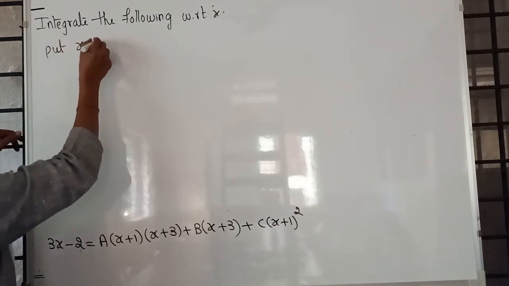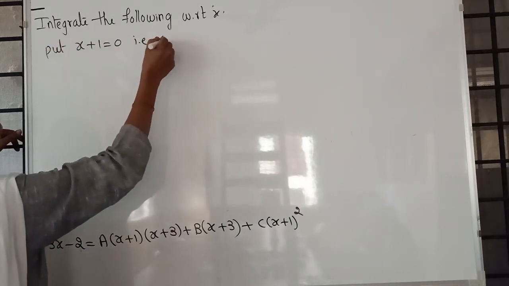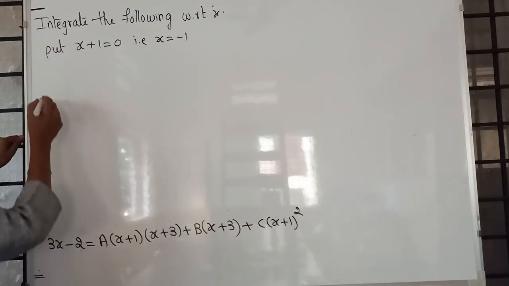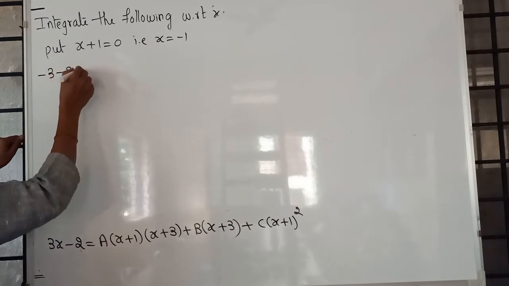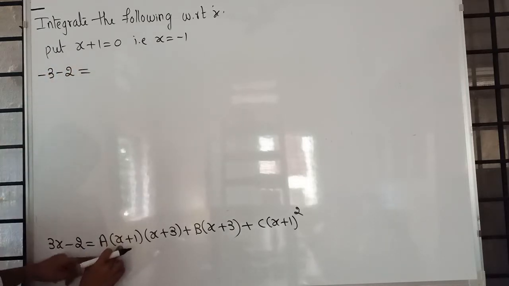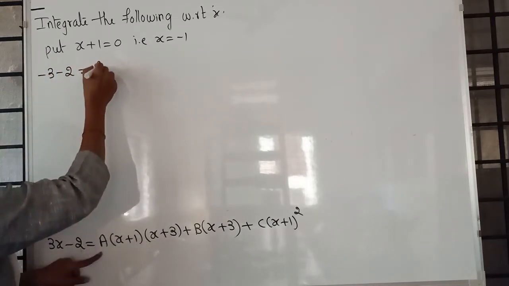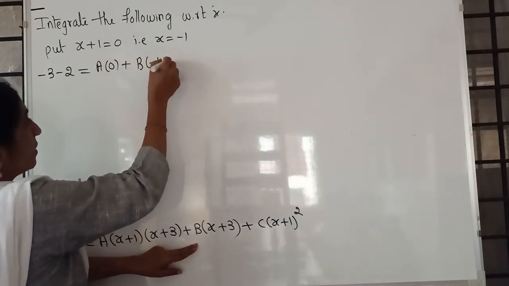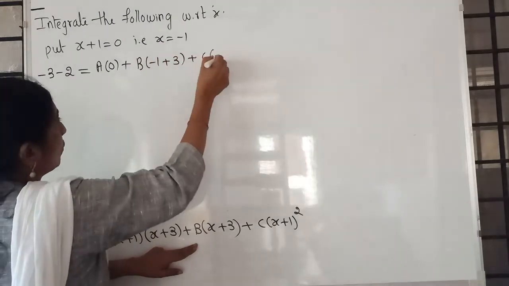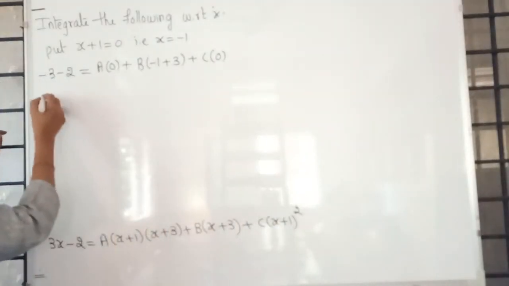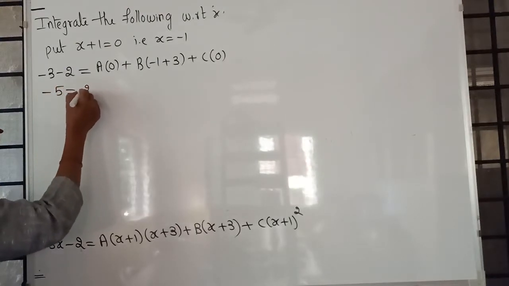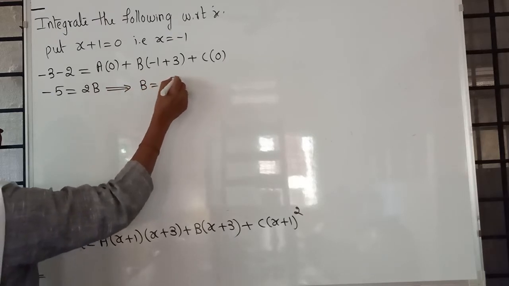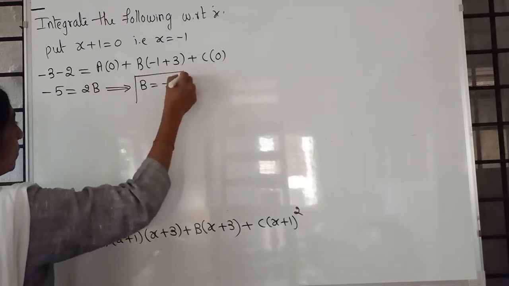Put x plus 1 is equal to 0, that is x is equal to minus 1. Wherever x is there, write it minus 1. So left side becomes minus 3 minus 2 is equal to, see, with a we have x plus 1, that means 0, a into 0, plus b into minus 1 plus 3. C is also 0 because minus 1 plus 1. Minus 5 is equal to 2b, implies b is equal to minus 5 upon 2.